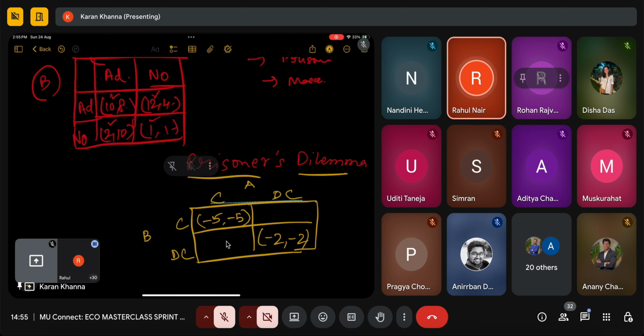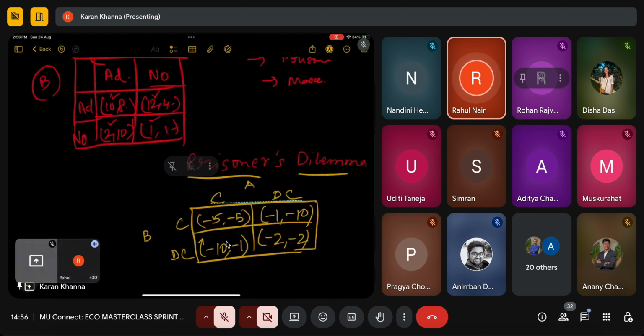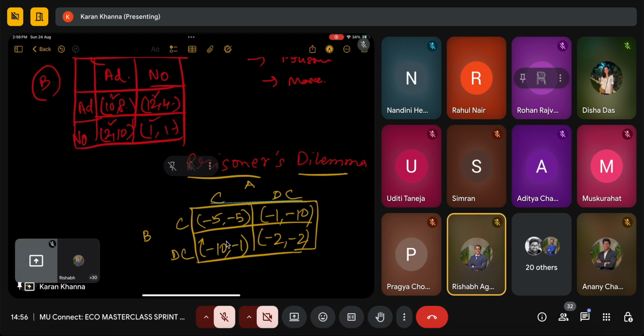And if one confesses and the other does not confess, the person who confesses would get -1. The person who does not confess would get -10. And here again, the person who confesses would get -10 and the person who does not confess would get 1. So here, can you tell me where is the Nash equilibrium? Where will the Nash equilibrium lie? -5. Actually, yes, -5. They would be better off at -2.